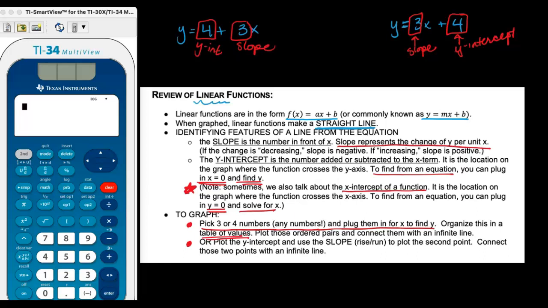Really, you only need 2 points minimum to make a line. This suggests 3 or 4 because if you only pick 2 and you made a mistake on one of them, you wouldn't know because it would still make a line. With 3 or 4 points, I've seen this before where I plug them in and get some points that all line up to make a line, and then my other point is off to the side, so when I connect them, it's not a line. That tells me that I made a mistake and I need to start over. The other option is to use the y-intercept and the slope to plot the second point. I'll go over that next.